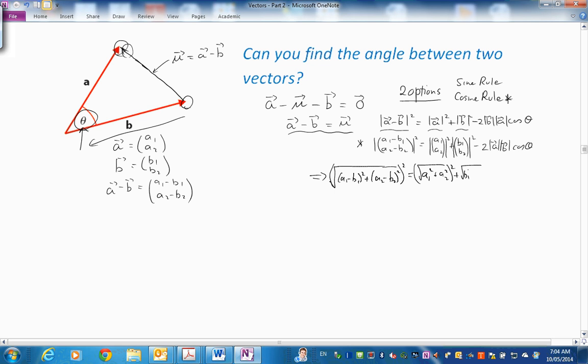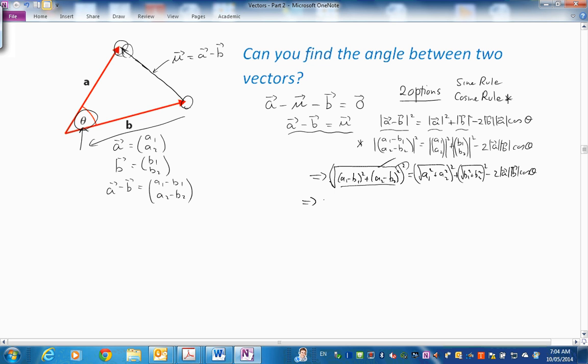Length of B1 squared plus B2 squared, and then we've still got this term on the end. I'm leaving it that way for a reason that you'll see in a minute. Okay, so what does this mean? Well, squaring the root means we've only got this left underneath here.